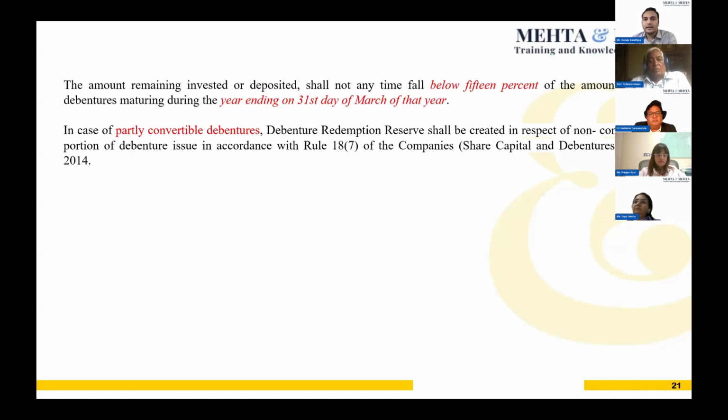And in case of a DRR for partly convertible debentures, the DRR shall be created in respect of the non-convertible portion of such partly convertible debentures and not for the convertible portion. Right.